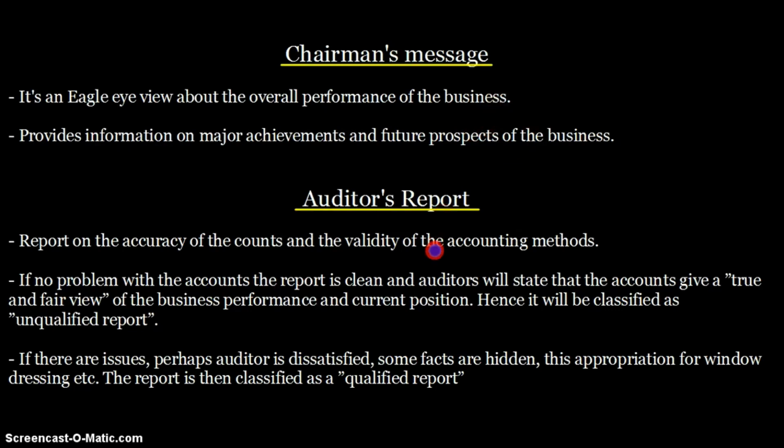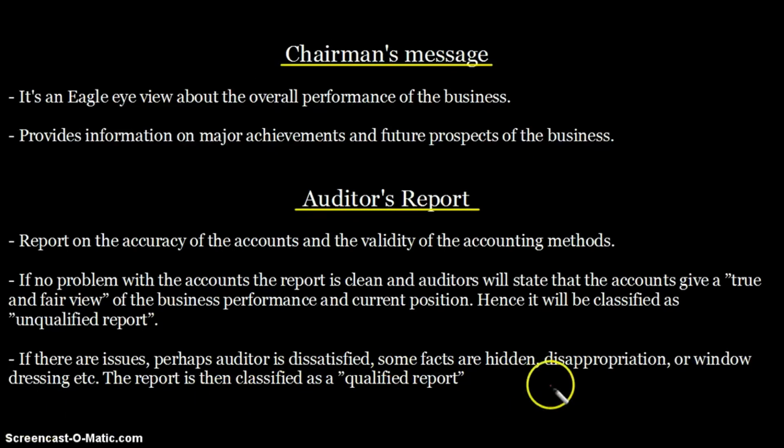Then we have something called the auditor's report, which is a report on the accuracy of the accounts and validity of the accounts. If there are no problems with the accounts, the report is clean, and auditors will state that the accounts give a true and fair view of the business performance and current position. Hence, it will be classified as an unqualified report. If, however, there are issues, perhaps auditors are dissatisfied because some facts are hidden, there's disappropriation or window dressing, etc., the report is then classified as qualified.